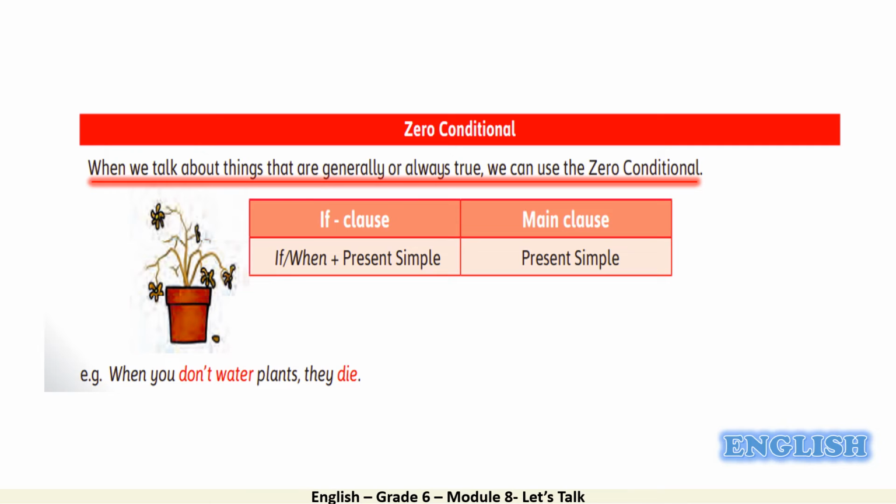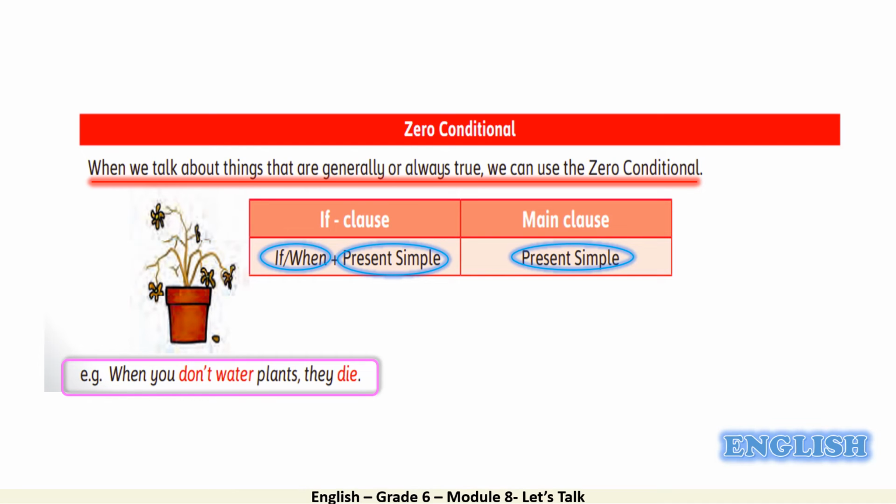Look at the table. So, first part, it is the if clause. So, it starts with if or when plus present simple. And the main clause, we have the present simple too. As in the examples below, when you don't water plants, they die. So, this is a true condition. This is a general truth. This is reality. If you don't water plants, they die.